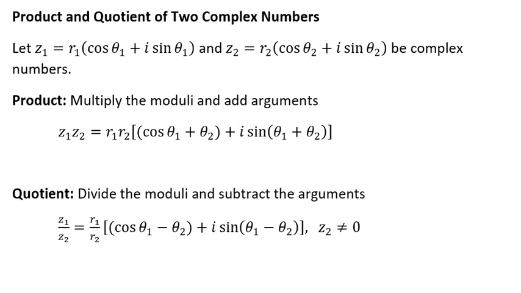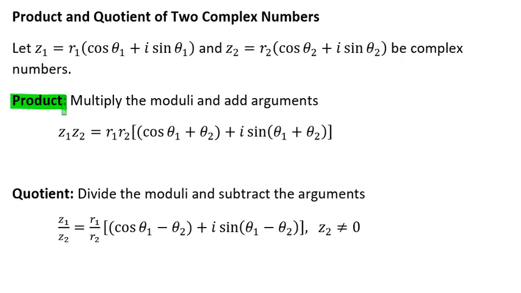In this video, we're going to talk about finding the product and quotient of two complex numbers. So if we let our z sub 1 equal r sub 1 times the cosine of theta sub 1 plus I times the sine of theta sub 1, and our z sub 2 is r sub 2 times the cosine of theta sub 2 plus I times the sine of theta sub 2. So we let those be complex numbers and we multiply them. Like, it looks really scary, but it's not too bad.